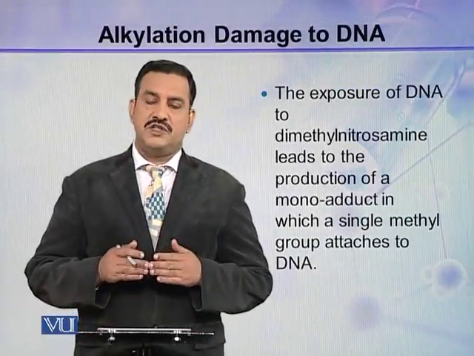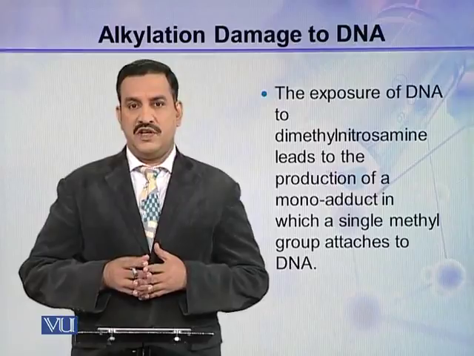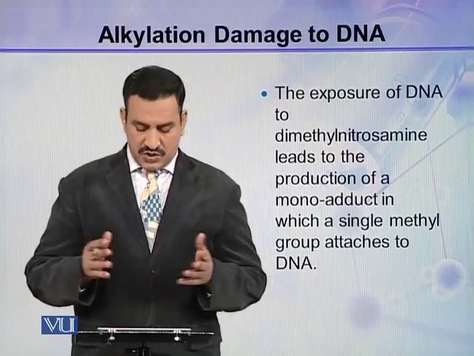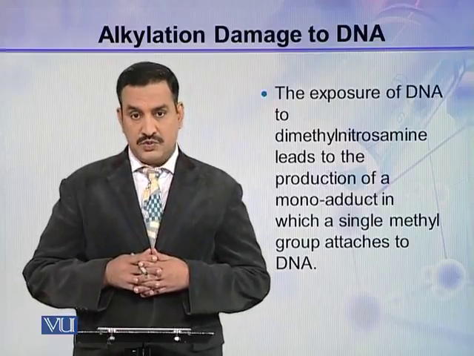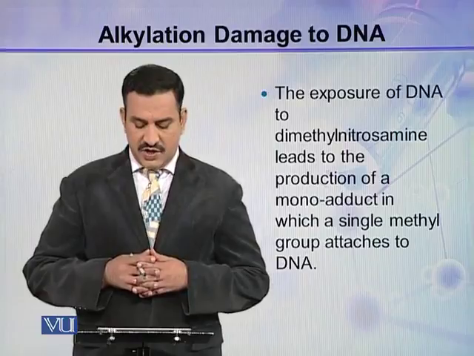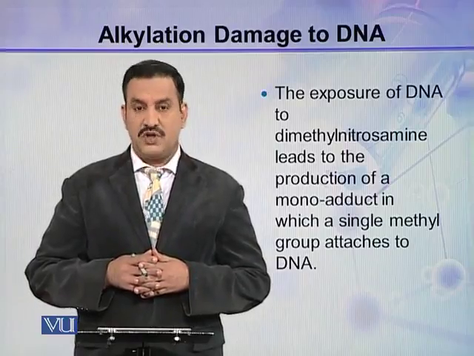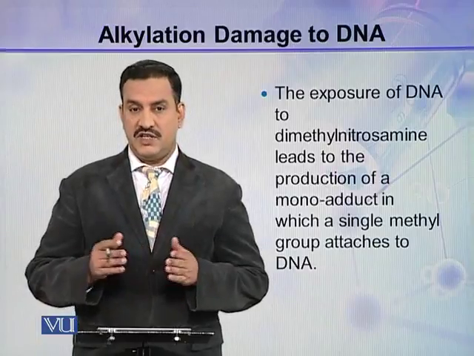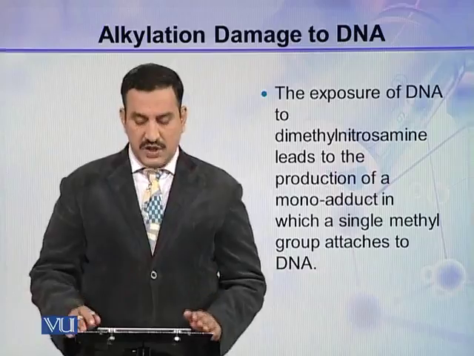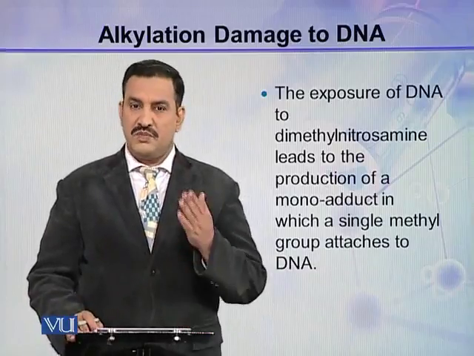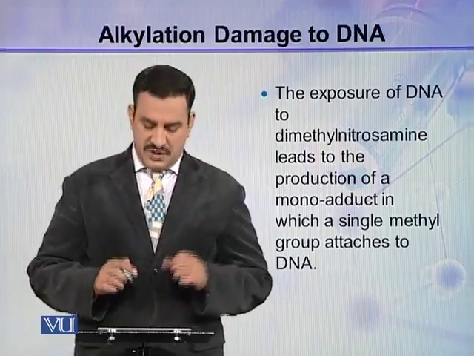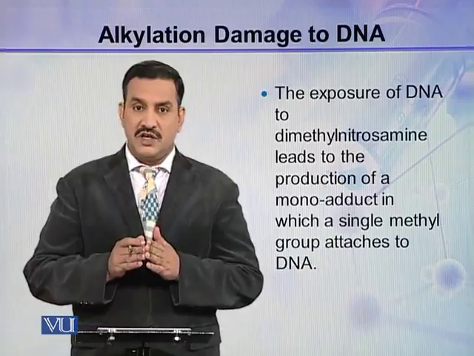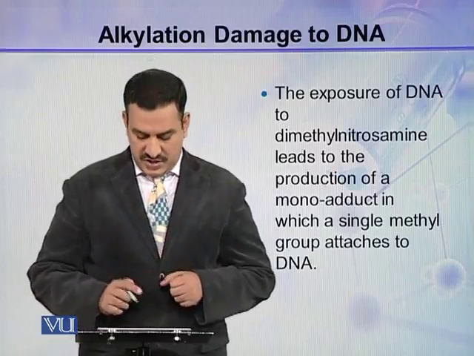So if DNA is exposed to such electrophilic agents, alkylation damage to DNA takes place. As for example, if the DNA is exposed to dimethyl nitrosamine, that leads to the production of a monoadduct in which a single methyl group attaches to the DNA. So in the presence of dimethyl nitrosamine, one methyl group attaches to the DNA molecule, and as this damage takes place on a single site, such an adduct is called a monoadduct.